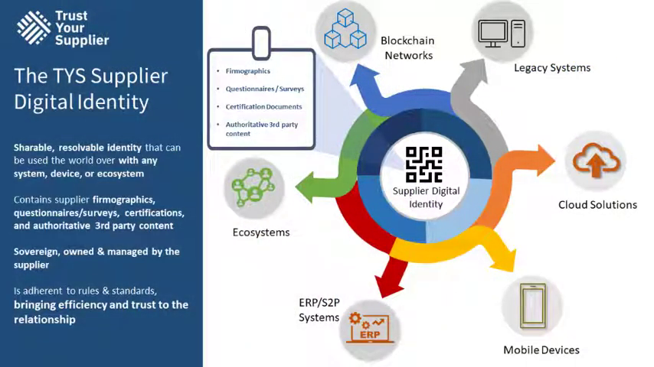So when we talk about the Trust Your Supplier identity, we're building this platform on blockchain, and this supplier identity will be portable and resolvable amongst all of the technical and digital structures that the industry is using today, whether that be your legacy system or cloud solutions that a lot of organizations are moving to as it relates to their digital transformation. You want to be able to resolve it on your mobile device. It has to go to your ERP. There are other ecosystems out there today that we want to be able to bring our supplier identities to and be able to transact up and down the supply chain.